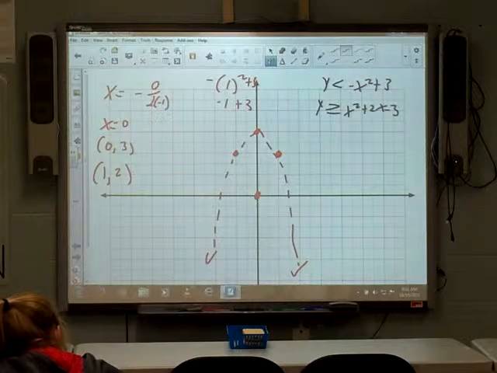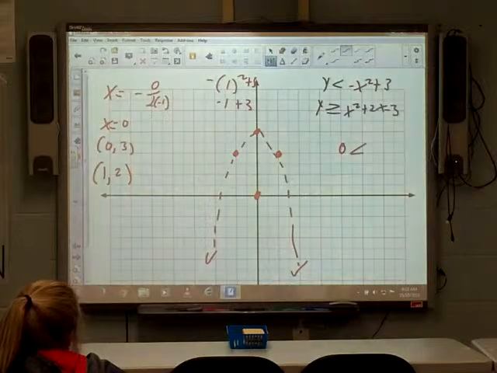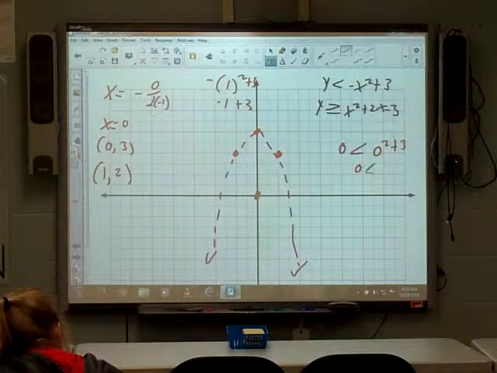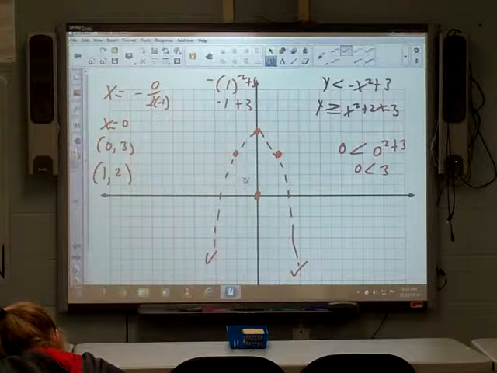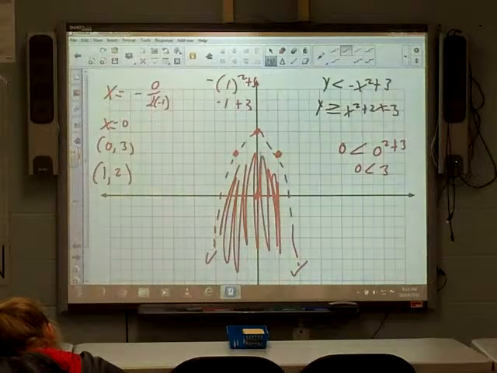And we're still on this first one, so don't plug it in the wrong one. 0 is less than negative 0 squared plus 3. So that means 0 is less than 3. Yep, 0 is less than 3. So inside there gets shaded. If it had been wrong, I would have shaded outside.